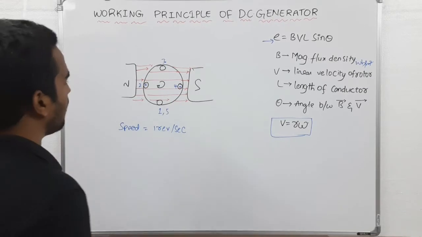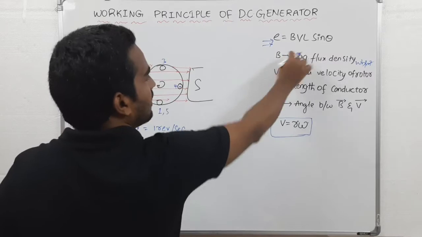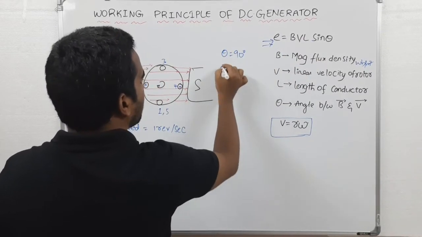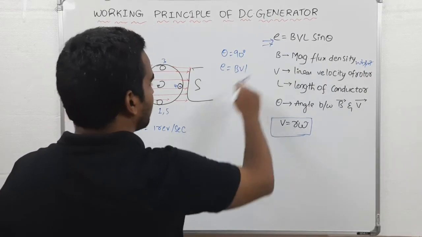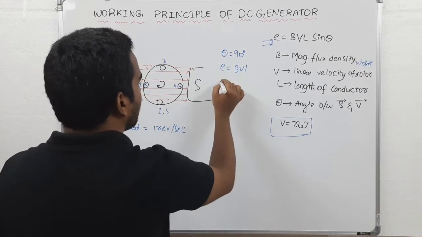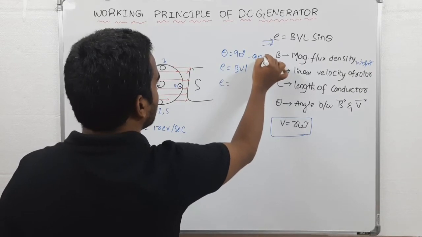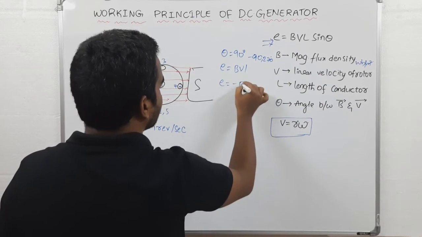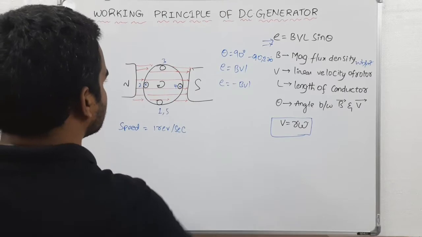Now if we consider this equation, when theta is 90 degrees, since sin 90 is 1, the E value will be B V L, and when theta is minus 90 degrees, or you can call it 270 degrees, the E value is minus B V L. So let us draw a simple waveform of induced EMF.